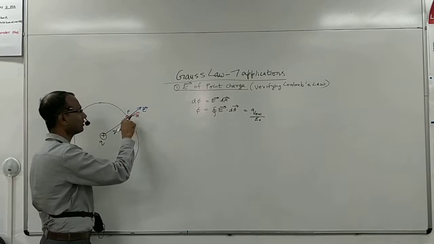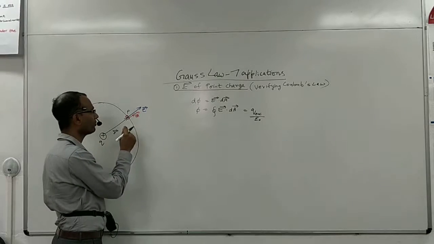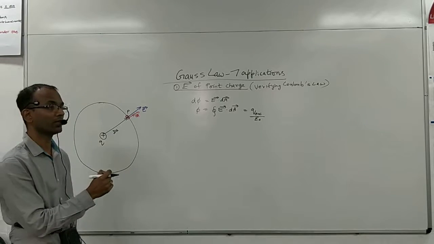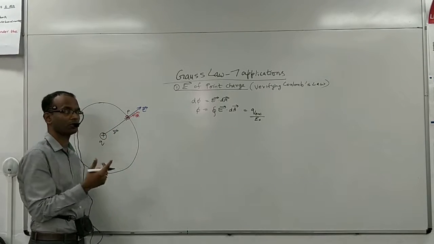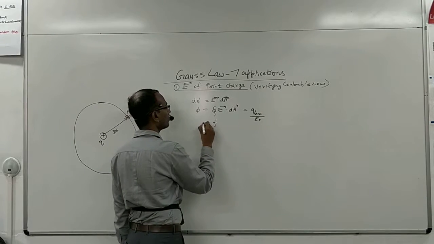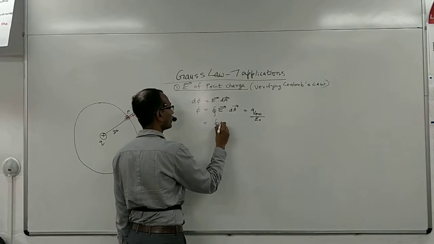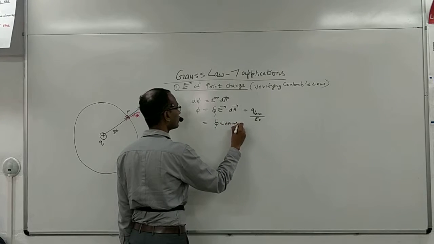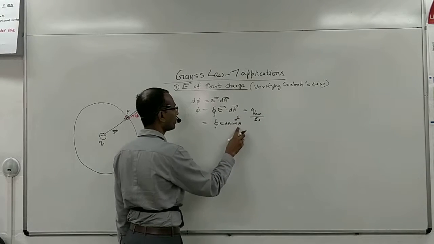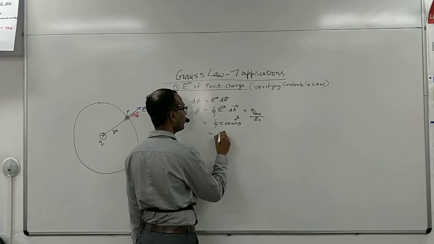So now E dot dA, let us expand. dA refers to the small area element over which the electric field does not change, because it's so tiny. So this will become the integral of E dA cos theta, and this cos theta will be 1 because theta is 0. So this will become E dA.